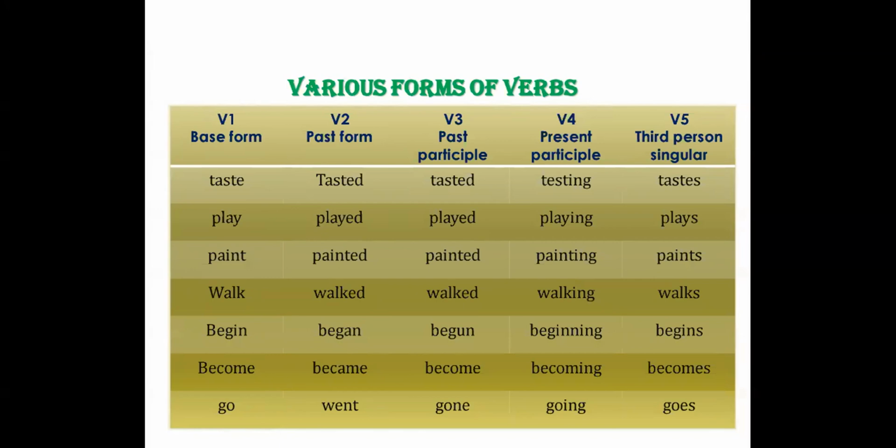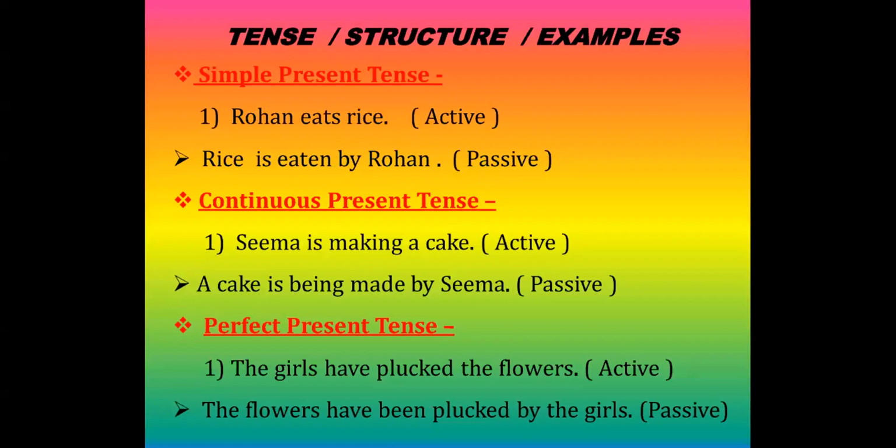Play will change into played, played, playing, and plays. Paint will convert into painted, painted, painting, and paints. Walk, walked, walked, walking, and walks. Begin, began, begun, beginning, begins. Become, became, become, becoming, becomes. Go, went, gone, going, goes. These are the various forms of verbs.